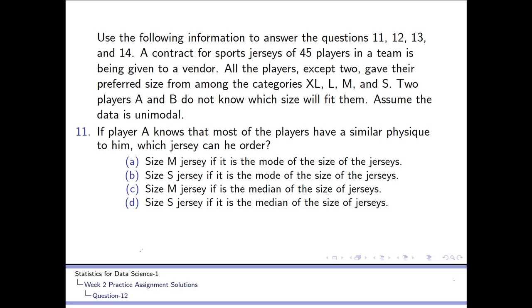So let's check all the options. Option A: size M jersey, if it is the mode of the size of the jerseys. Yes, this option is right, because if M is the mode of the size of jerseys, then he will order M size, because he will order the mode of the jersey sizes.